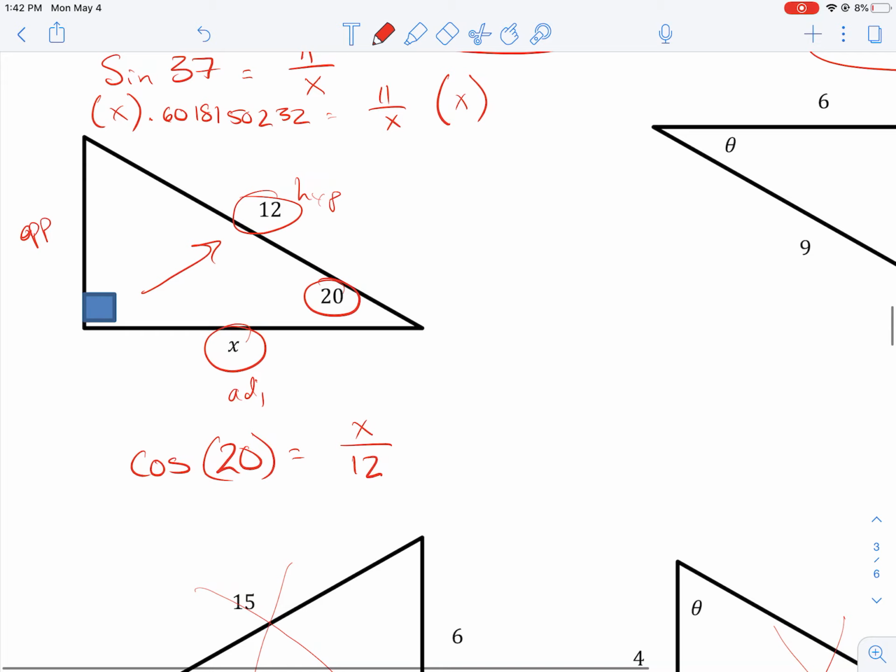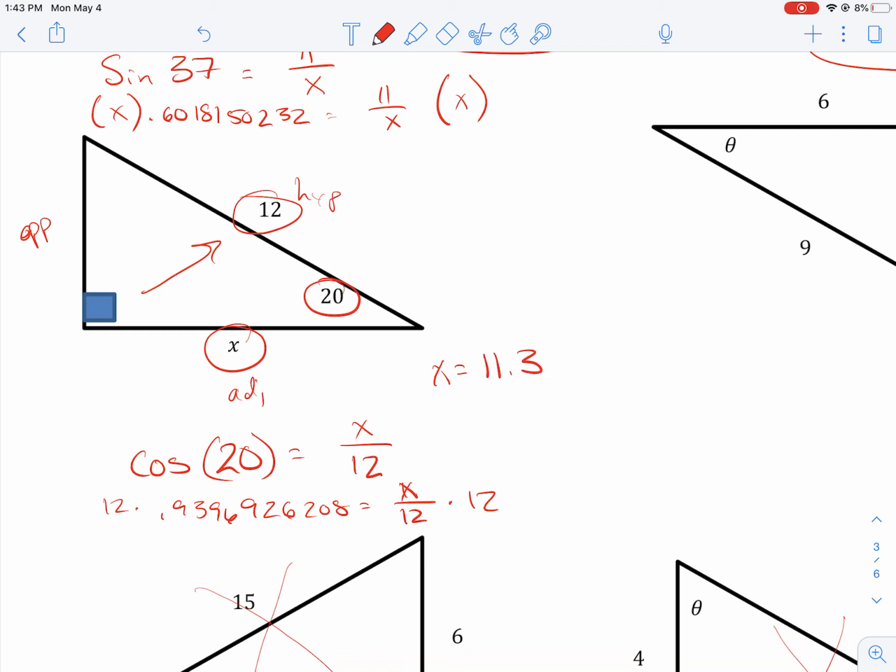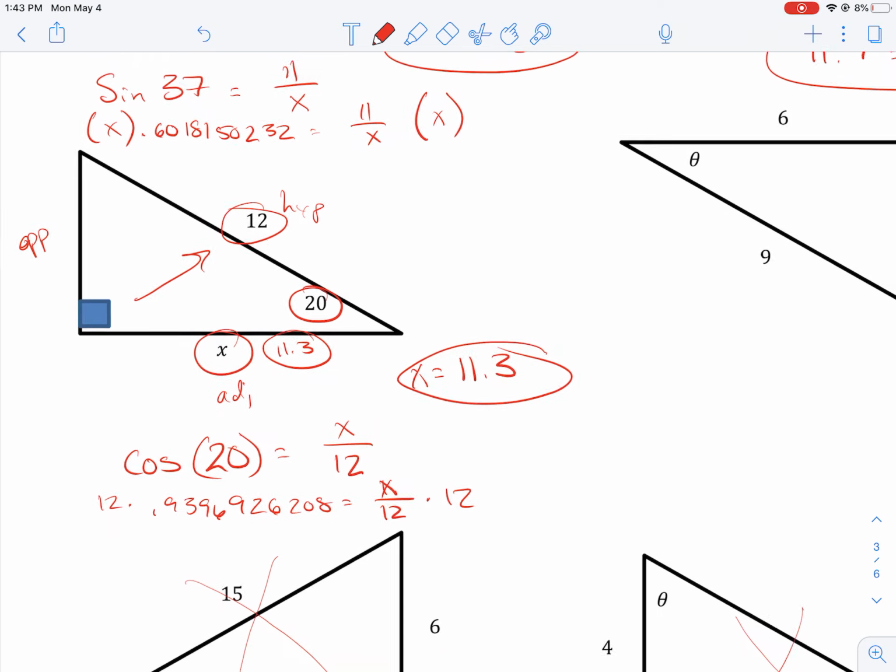Okay. So the cosine of 20, 0.9396926208, is equal to x over 12. Multiply both sides by 12 and you get x is equal to, we're going to round it to the nearest tenth, so 11.3. Okay.